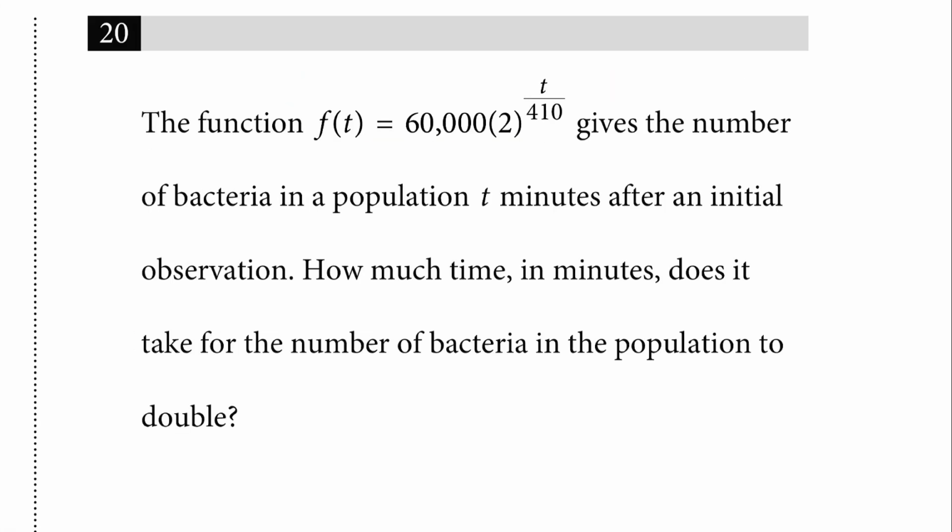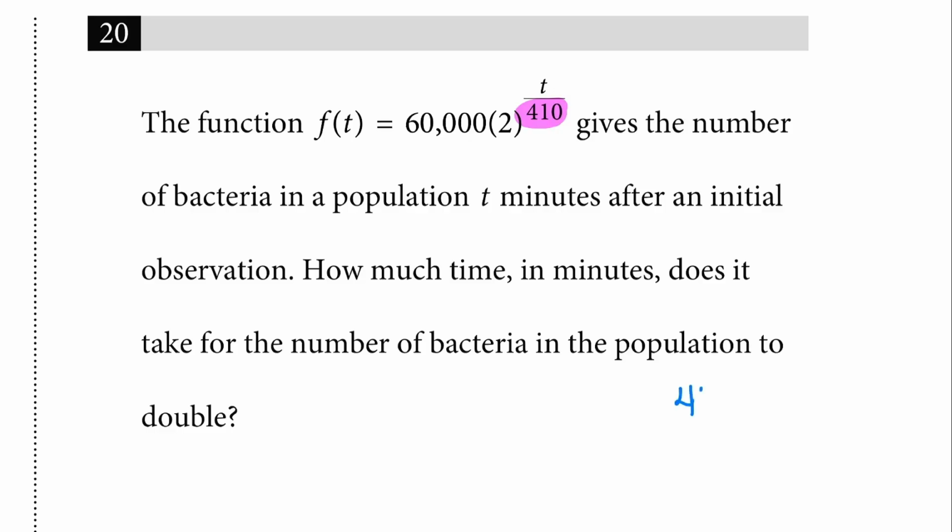The function f of t equals 60,000 times 2 to the t over 410 power gives the number of bacteria in a population t minutes after an initial observation. How much time in minutes does it take for the number of bacteria in the population to double? Well, if you're familiar with the doubling formula, then you already know that this is the doubling time down here. So the answer to this one is going to be 410.